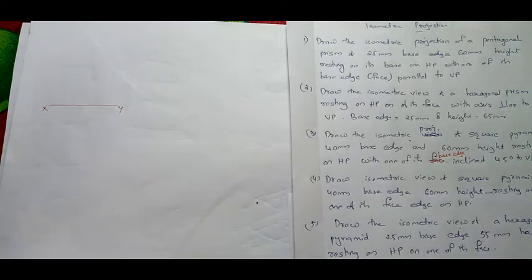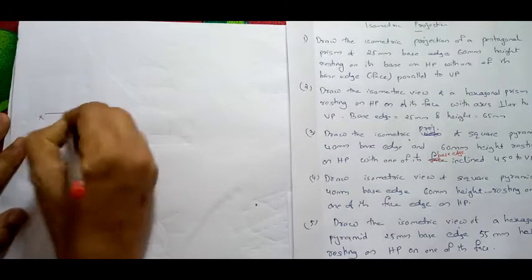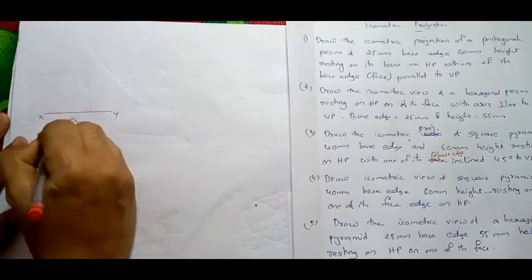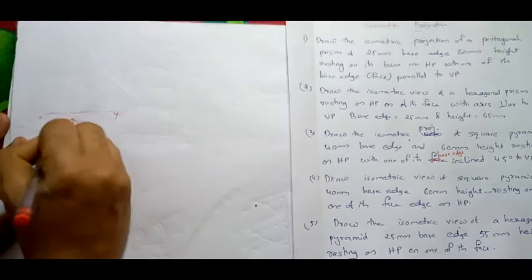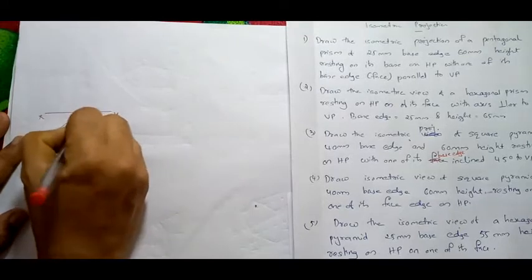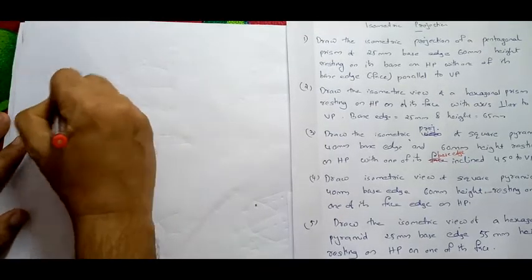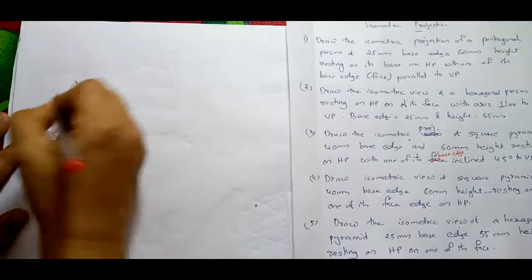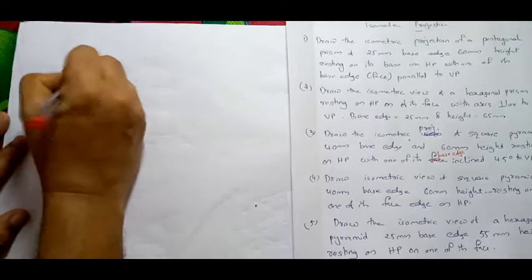You know the isometric process, square pyramid. Square pyramid with base edge 45 degrees inclined to VP. So you have to draw a square, right? The square will be like this, drawn 45 degrees inclined. It's a pyramid, so join these two. This will be A, B, C, D, O, P. Project it upwards, height cut here. So pyramid: this will be A dash, C dash, B dash, D dash and P dash.